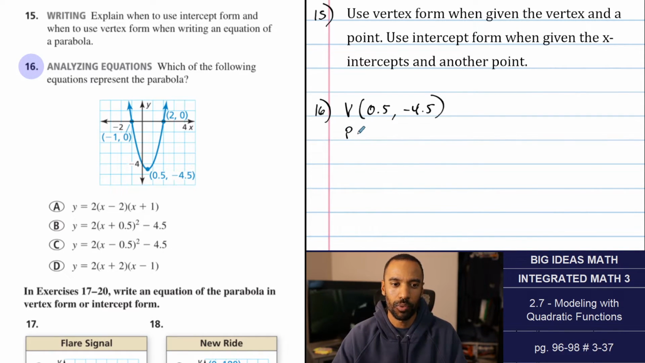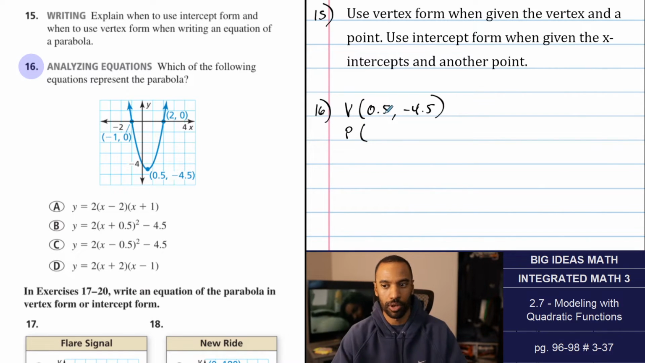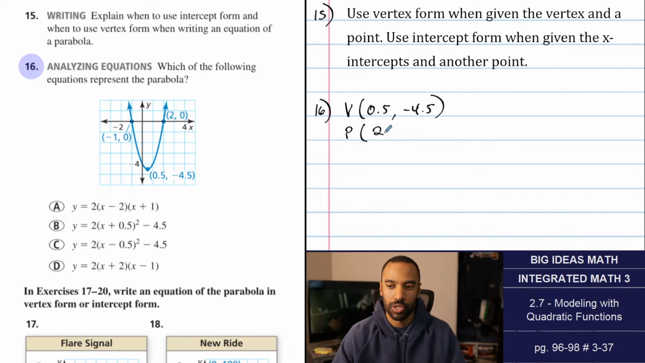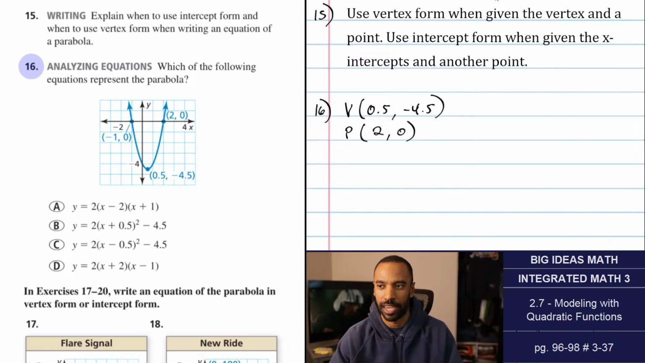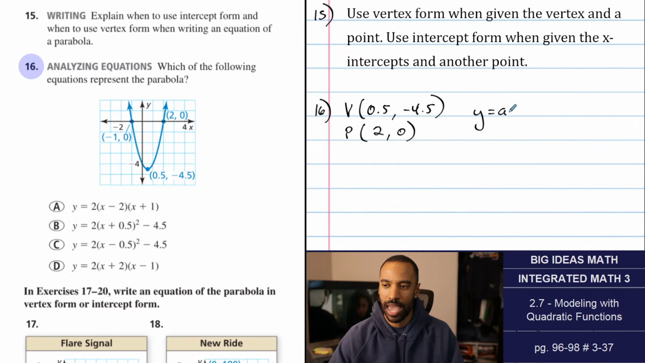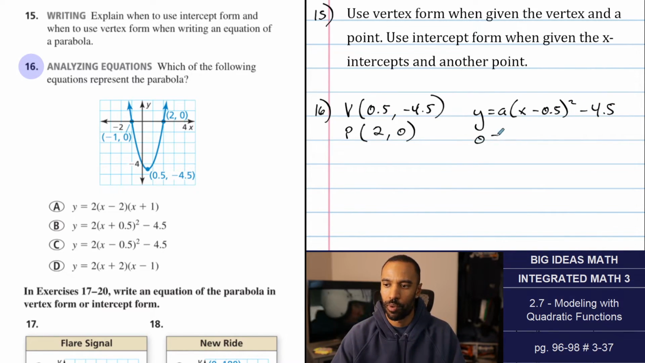Let's choose a point on here. We can either choose negative 1, 0 or 2, 0. The point is you just got to choose one of them. I'll choose 2, 0. I'll stick with another positive number if I can. I'm not going to do my other method right now. I'll just go off of theirs. So let's do y equals a times x minus h, quantity squared, plus k. Let's substitute 0 for y, 2 for x. Add 4.5 over. 2 minus 0.5 is 1.5.